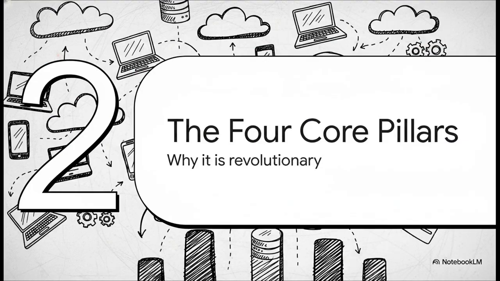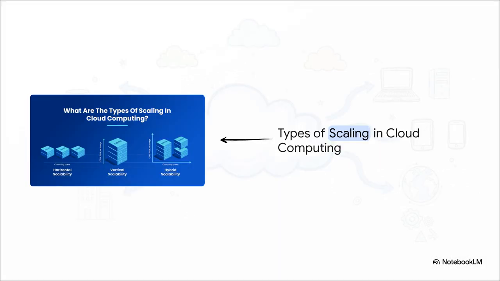Moving right along to Section 2, the 4 core pillars. Our first core pillar is scalability. Scalability is simply the ability to adjust your computing resources up or down based on your exact real-time demand. There are essentially 2 main ways to pull this off. First, you have vertical scalability. This is kind of like upgrading your existing computer. You're just adding more CPU, more RAM, or more storage to a single server to make it much beefier.